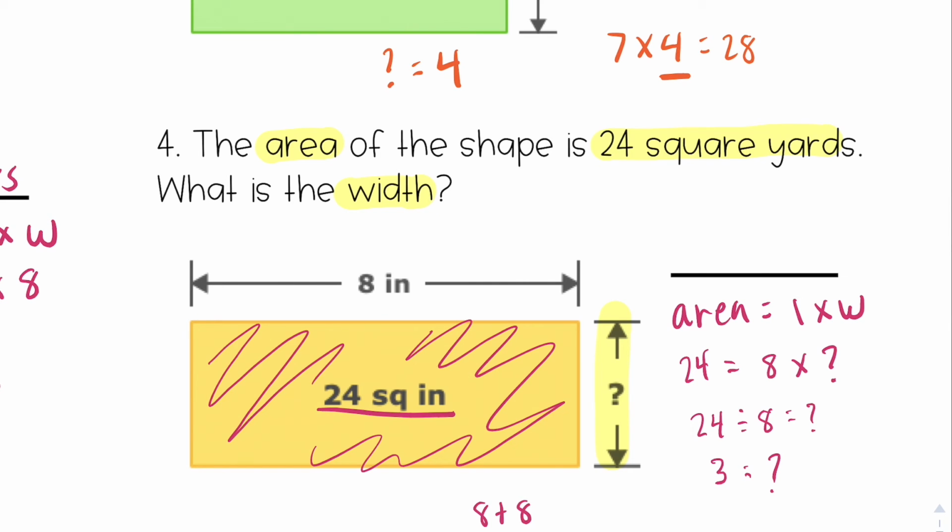So I could have done 8 plus 8 plus 8, repeated addition using it 3 times. So I know that 3 times 8 is 24. Here I noticed that the problem said 24 square yards, but when I look at the model, it says square inches. So I know that my width is going to be 3 inches, not yards.